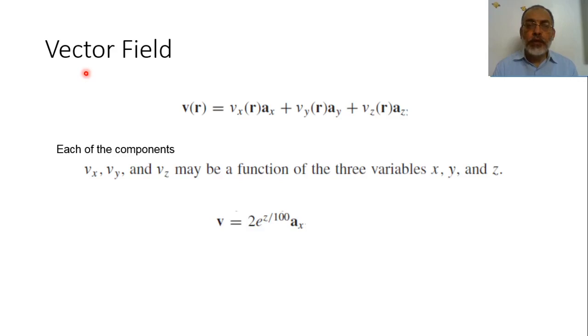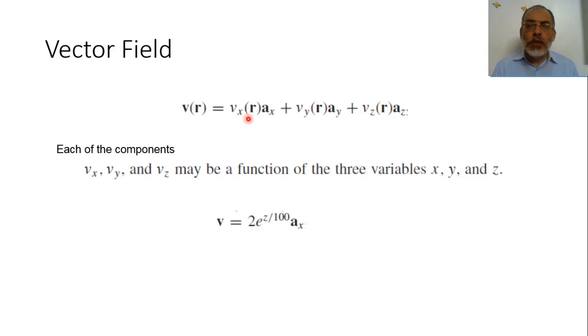The vector field is a field quantity which represents or which depends on the coordinates x, y, z, which can be represented as r as a vector. And this function itself is a vector quantity. So it can be represented as x component Vx in x direction, Vy in y direction, and Vz in z direction. And each component is a function of the space, it's a function of x and y and z.